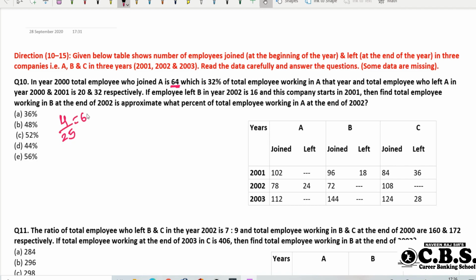4 by 25 is equal to 64. 4 how many times? 16 times. 25 into 16 is how much? 200. So in 2000, how many employees joined? 200 joined. In 2000, how many left? 20 left, as per that question.